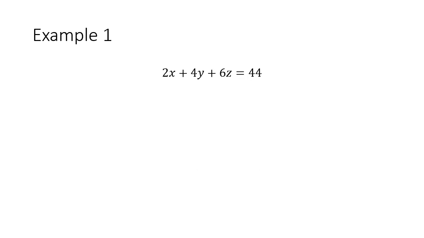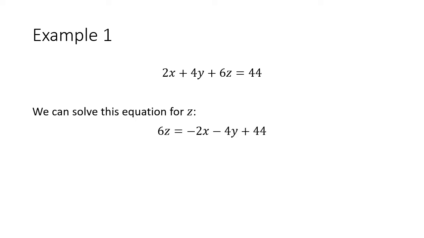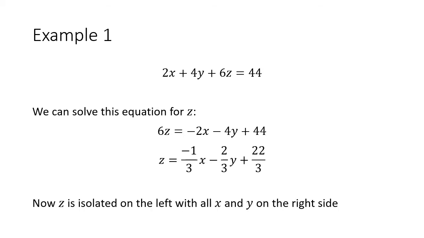But if I can take that equation, I'm going to be able to solve that for the variable z, meaning I can isolate z on that left-hand side. So the first step, let's subtract the terms with the x's and the y's. So you have minus 2x and minus 4y now on the right-hand side. And then lastly, just divide everything by 6. And after simplifying our fractions, I'm going to get negative 1/3 x minus 2/3 y plus 22/3. And what I've done here is I've now isolated z on the left, and everything with an x or a y, or a constant, is now on my right-hand side.